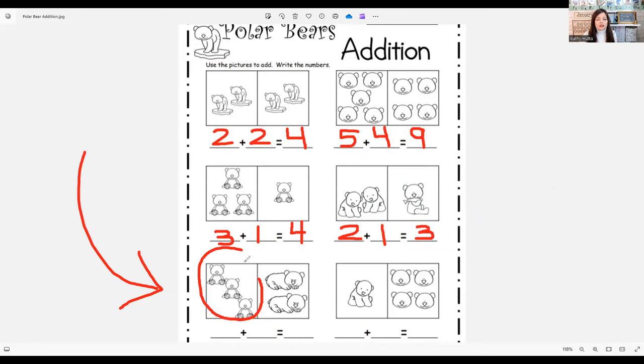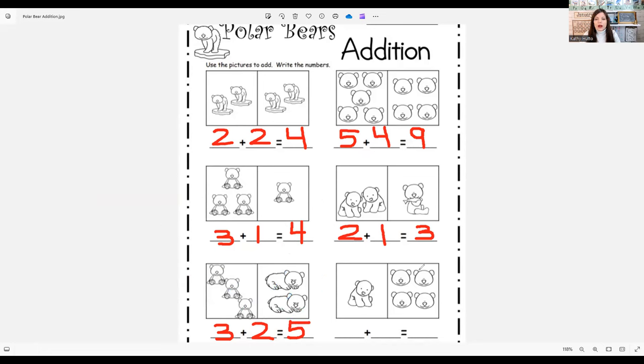How many polar bears in the first box? One, two, three. How many polar bears in the second box? Two. They're sleepy. Maybe they're hibernating. How many polar bears all together? One, two, three, four, five. Three plus two equals five.